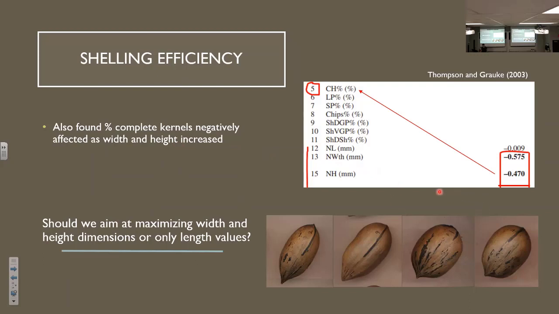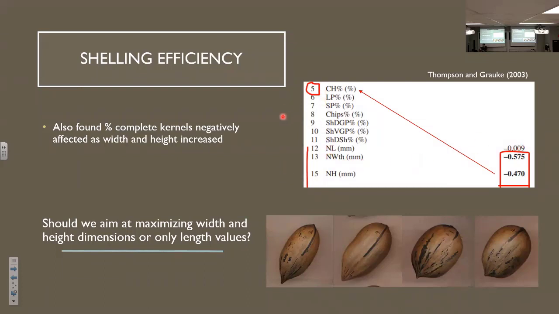They also found that the percentage of complete kernels extracted was also negatively affected as the width and height dimensions of these pecans increased, which kind of set me back a little bit after I saw that, because I thought increasing width and height would be your typical go-to thought of, oh, that's beneficial since we're increasing overall volume. But it looks like it could be a detriment if you're not increasing length at the same time.